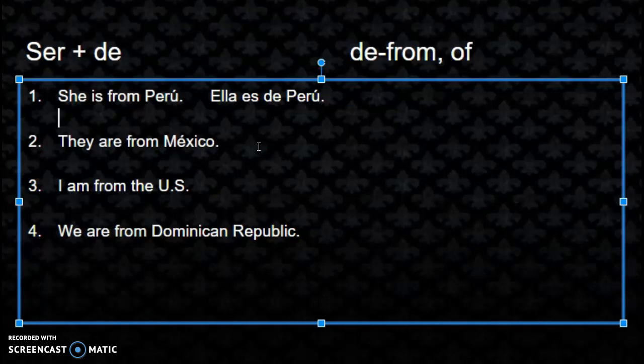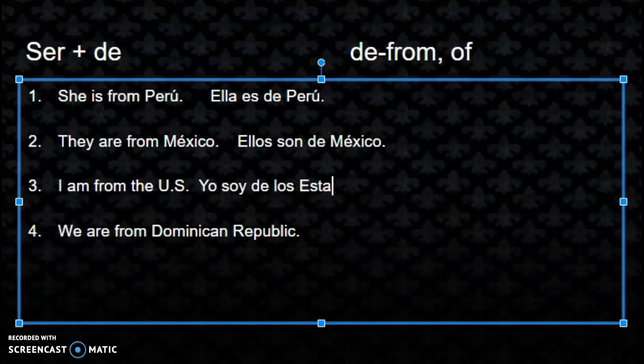Next one, they are from Mexico. They is ellos. Ellos box of the verb to be is son, from de, y Mexico. Número 3. I am from the US. I is yo. Am is whatever is in the yo box. So soy de los Estados Unidos.